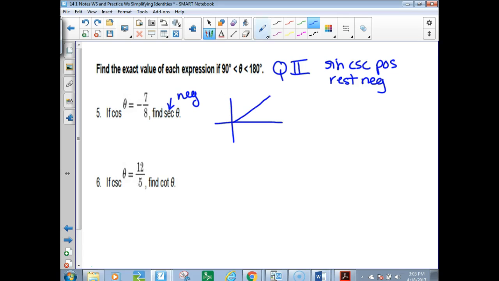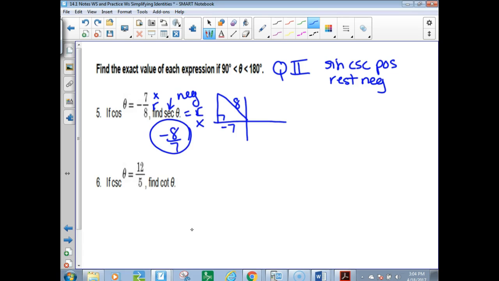Oh no, I'm not in quadrant 1 anymore. I think I'll draw that differently and remind you how to draw it, if I can get it drawn right. Okay, so this is x over r, so that's negative 7 for x and 8 for the hypotenuse. And you want the secant, well, that's simply the reciprocal of the cosine. The secant is r over x, and so it would be just negative 8/7. Get that one done quick.